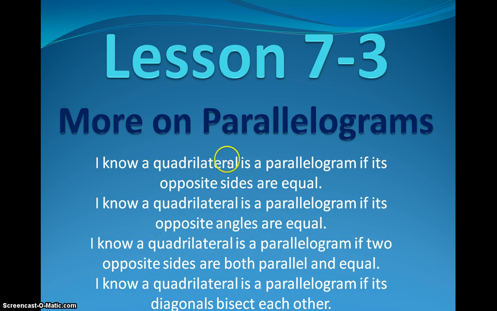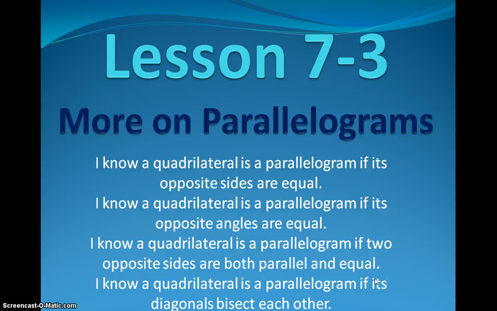I know a quadrilateral is a parallelogram if its opposite sides are equal, if its opposite angles are equal. I know a quadrilateral is a parallelogram if two opposite sides are both parallel and equal, and I know a quadrilateral is a parallelogram if its diagonals bisect each other.